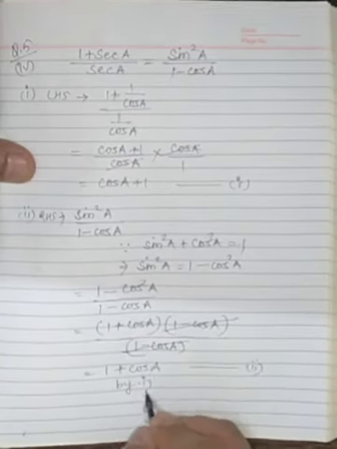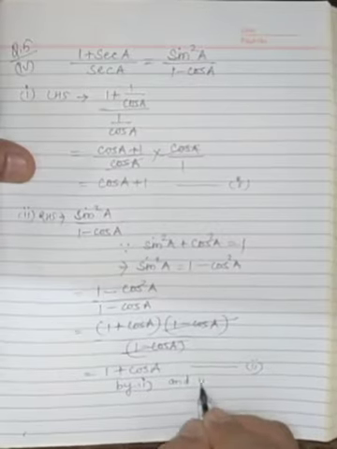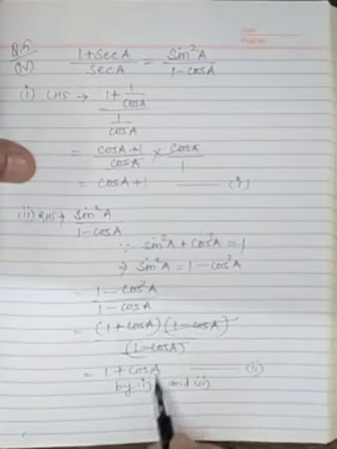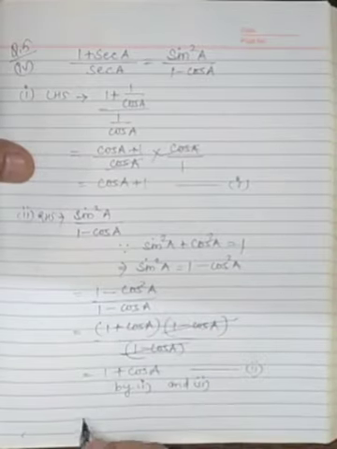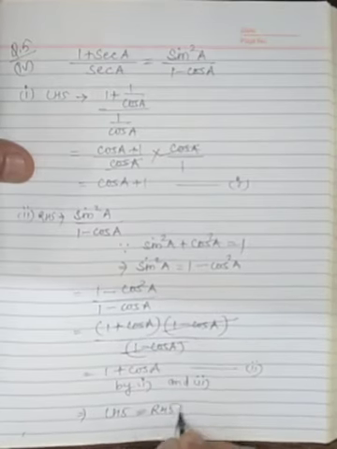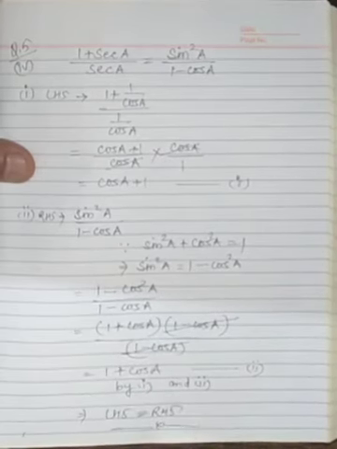So by observing the first and second results, in first we got cos a plus 1, in second also we got 1 plus cos a. So both are same. That's why left hand side is equal to right hand side, hence proved.